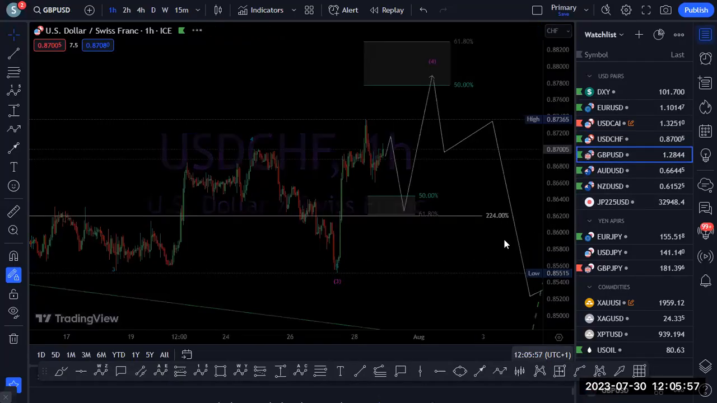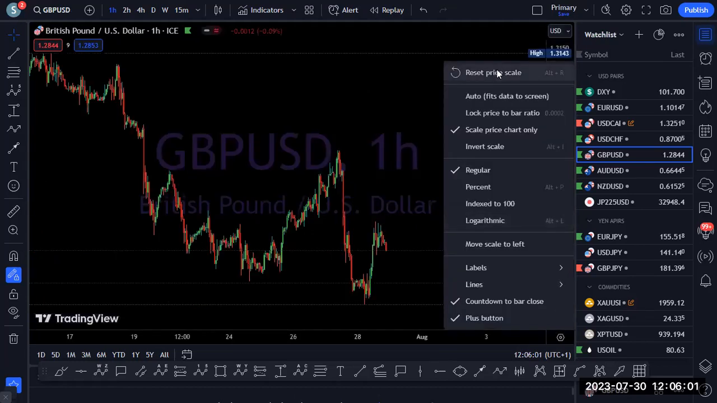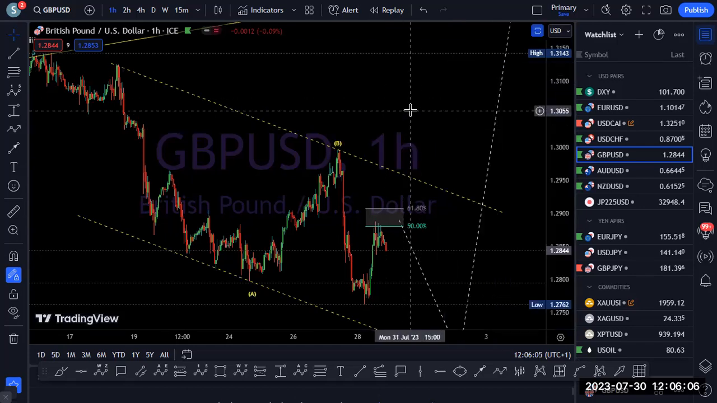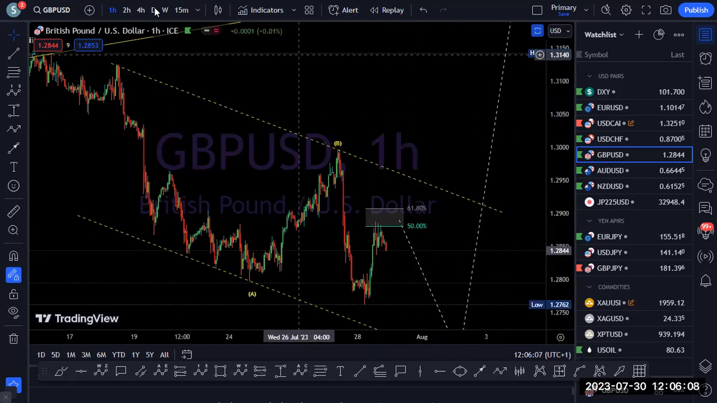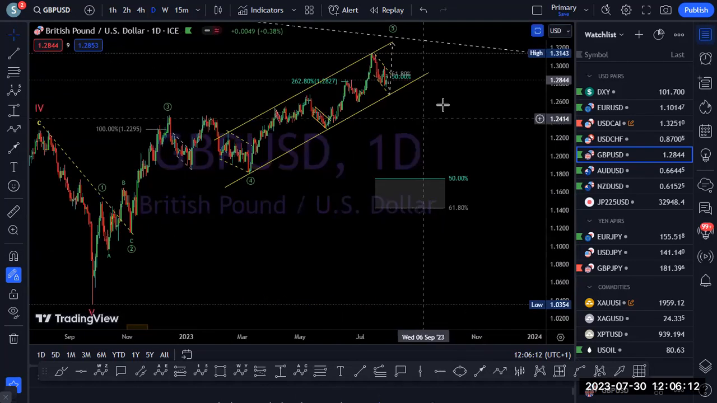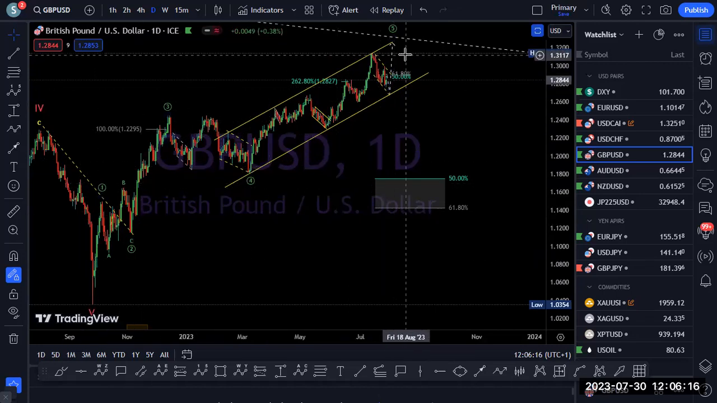Pounds USD. Pounds USD, what do we have? Let me get to daily, anything on daily. The pounds USD, you can see 1, 2, 3, 4, 5. We want to see the 5 end. For now, it hasn't ended.